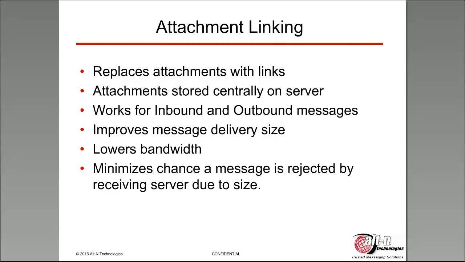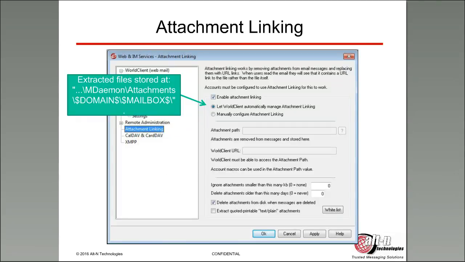So again, the attachment is stripped from the message, stored in a centrally located directory on the MDaemon server. The link is placed in the email message itself. The recipient receives that email, clicks on that link to download the attachment accordingly. So to enable the attachment linking feature, there are two screens that I'm going to show you. The first one is located under the Setup menu under Web and IM Services, and this is where you go to enable it globally, to enable the actual feature itself.